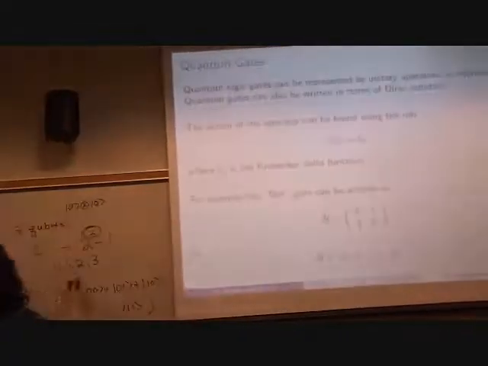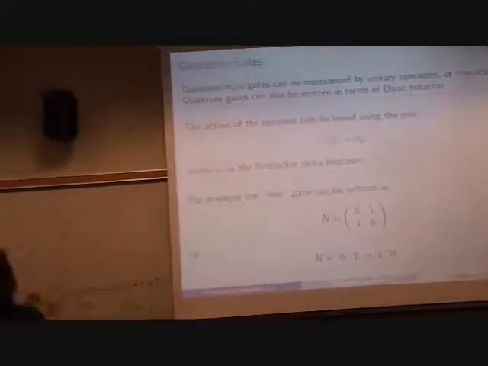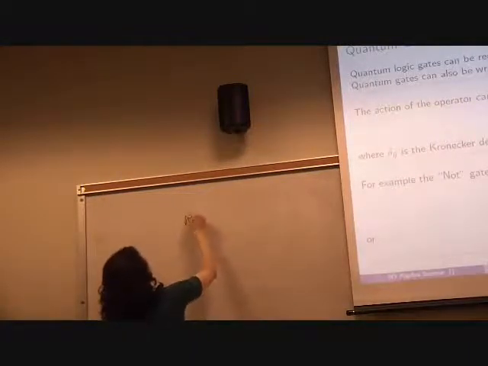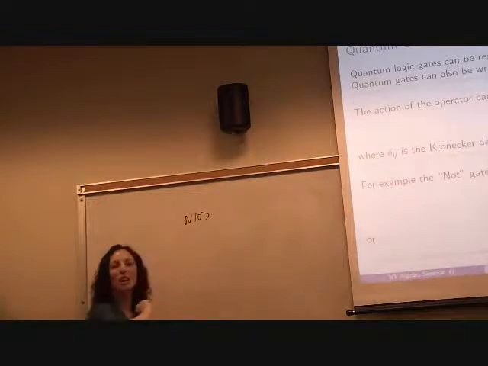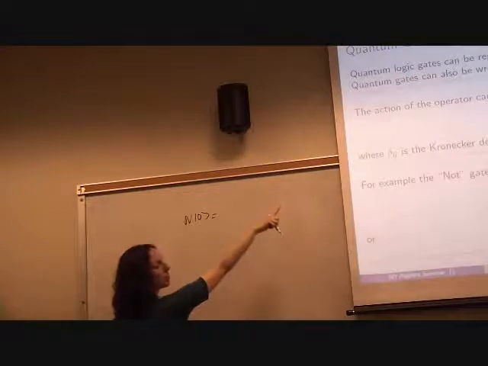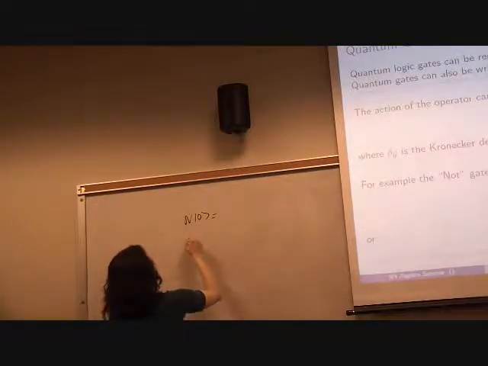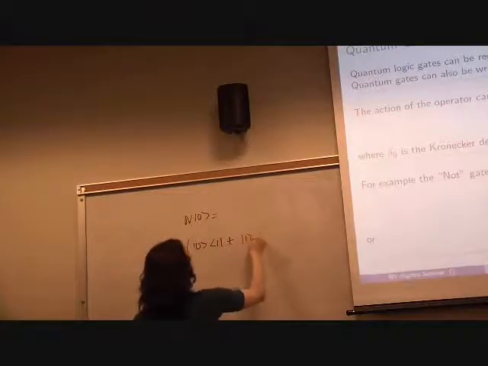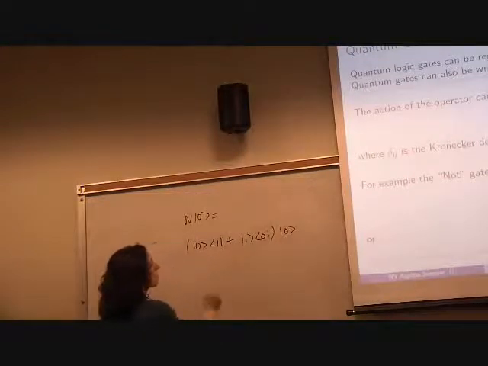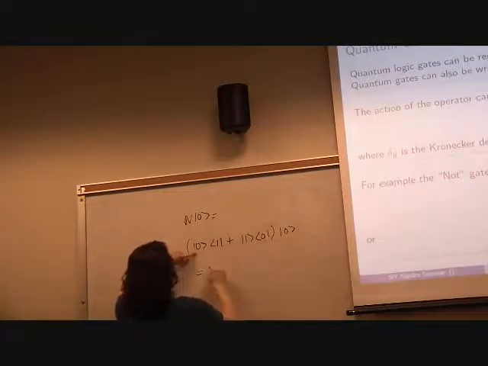And so if we want to see a quick example, let's look at the action of the NOT gate on our state 0. And let's use the Dirac notation. We'll use that Kronecker delta rule. So it's going to be 0, 1, plus 1, 0, operating on the state 0. And so we distribute.